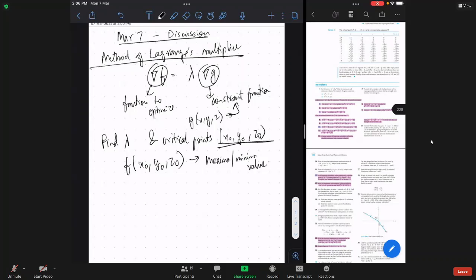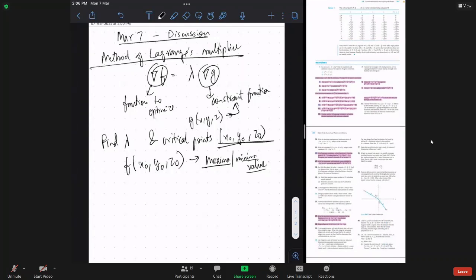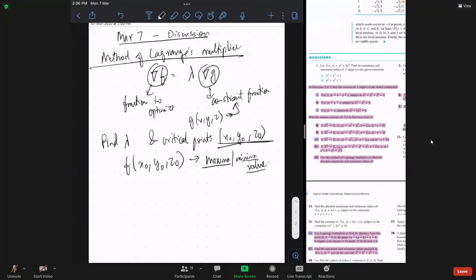So these are the points which can be either a maxima or minima, and when you find out the value of the function at that particular point, you'll get the maximum or the minimum value. So yeah, this is essentially the method, and this is all you need to know in order to solve this particular exercise. So I'll probably take the first problem.